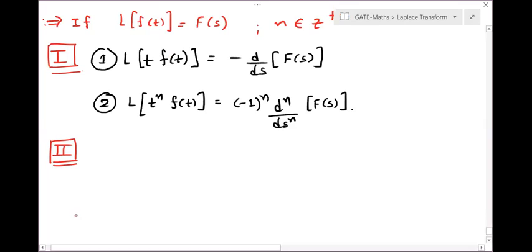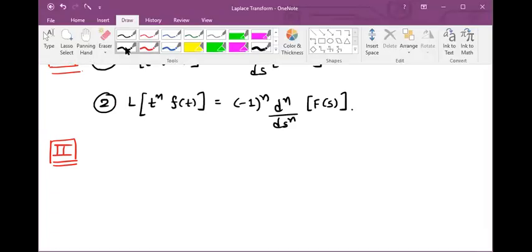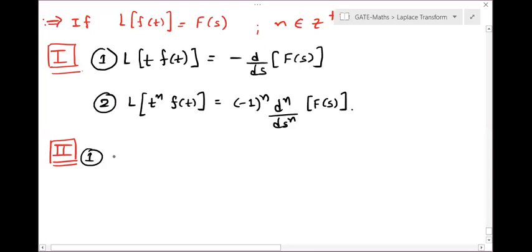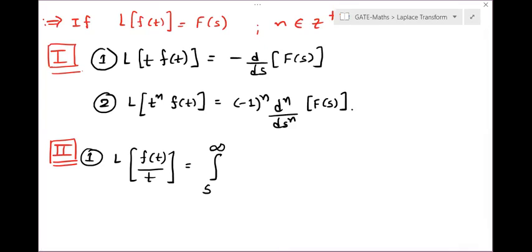Now, Laplace of f of t by t. When we were multiplying with t, we were doing differentiation. When we are dividing by t, now we are going to find integration, and its lower limit will be s and upper limit will be infinity. So it will be the integral from s to infinity of f of s ds.